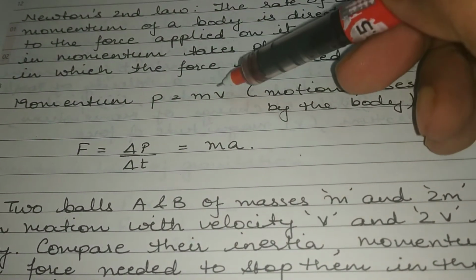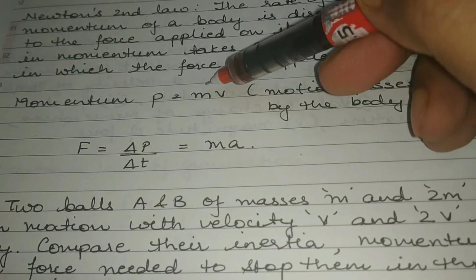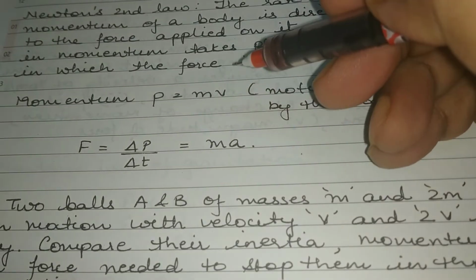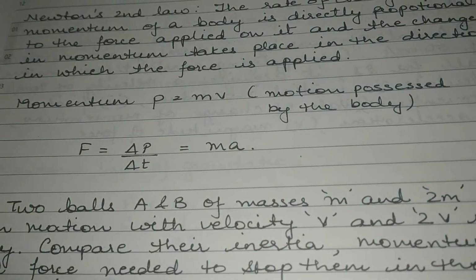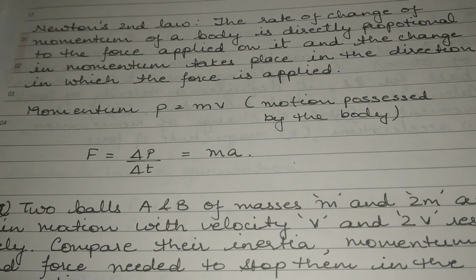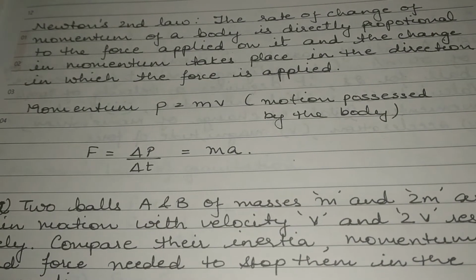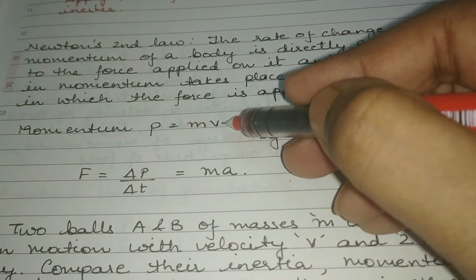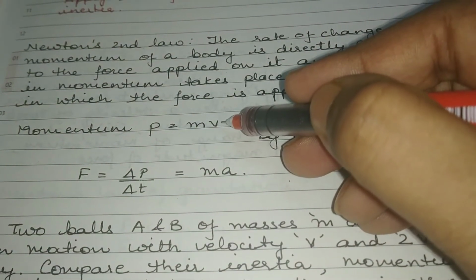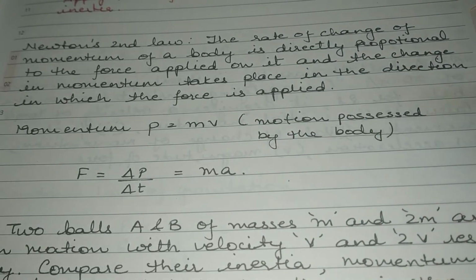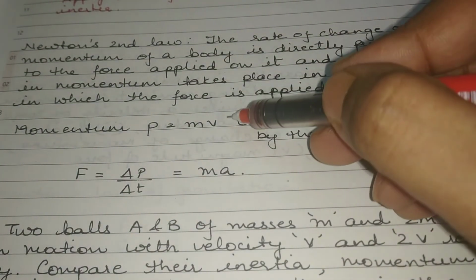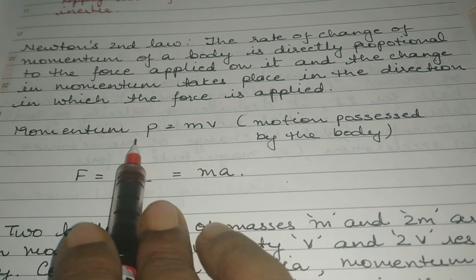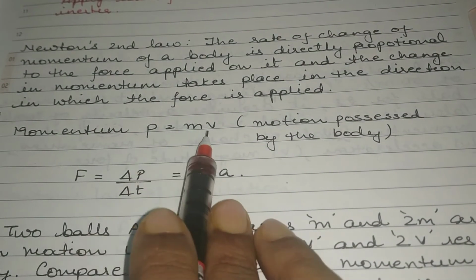So what is the formula of momentum? Momentum is given by mass into velocity. Now here V doesn't stand for final velocity. It can be any velocity. If I ask you to find the initial momentum, then here the value of velocity will be initial velocity. If I ask you to find the final momentum, then you will put the value of final velocity over here. So momentum is given by the formula P equals mv.